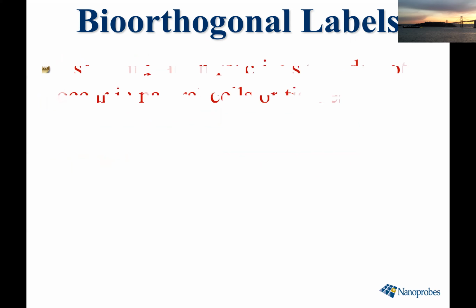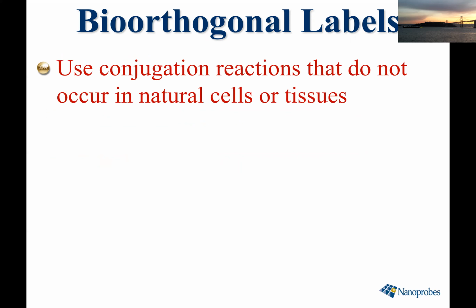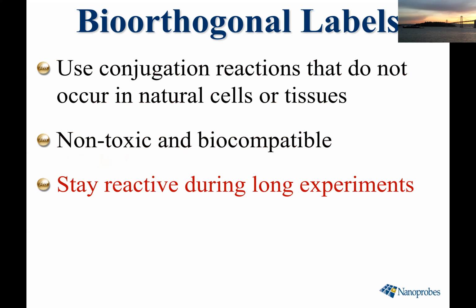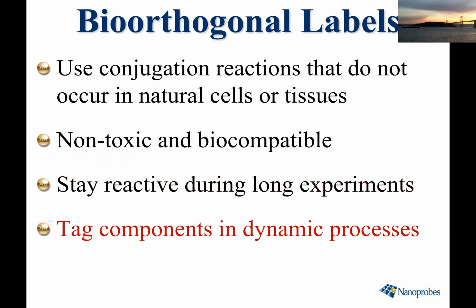Bioorthogonal labels use conjugation reactions that don't occur naturally. They use non-toxic and biocompatible reagents to give non-toxic and biocompatible products. They stay reactive during long experiments because there's no cross-reactivity and no naturally occurring reactivity. You can image a dynamic process and wait for the reaction to occur. Tag components of that dynamic process at the moment you choose to stop, fix, and examine the specimen.